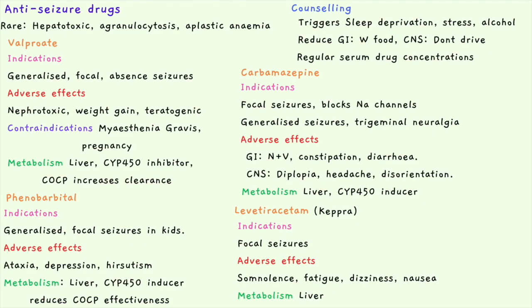To reduce gastrointestinal side effects, have it with food. To reduce the effect of neurological side effects, don't drive. You don't want to get into any car accidents. And in terms of the pharmacokinetics, you want to regularly monitor serum drug concentrations to make sure you're at a therapeutic level, so you don't have to, for example, increase the dose of your medications or consider a slow release formula.